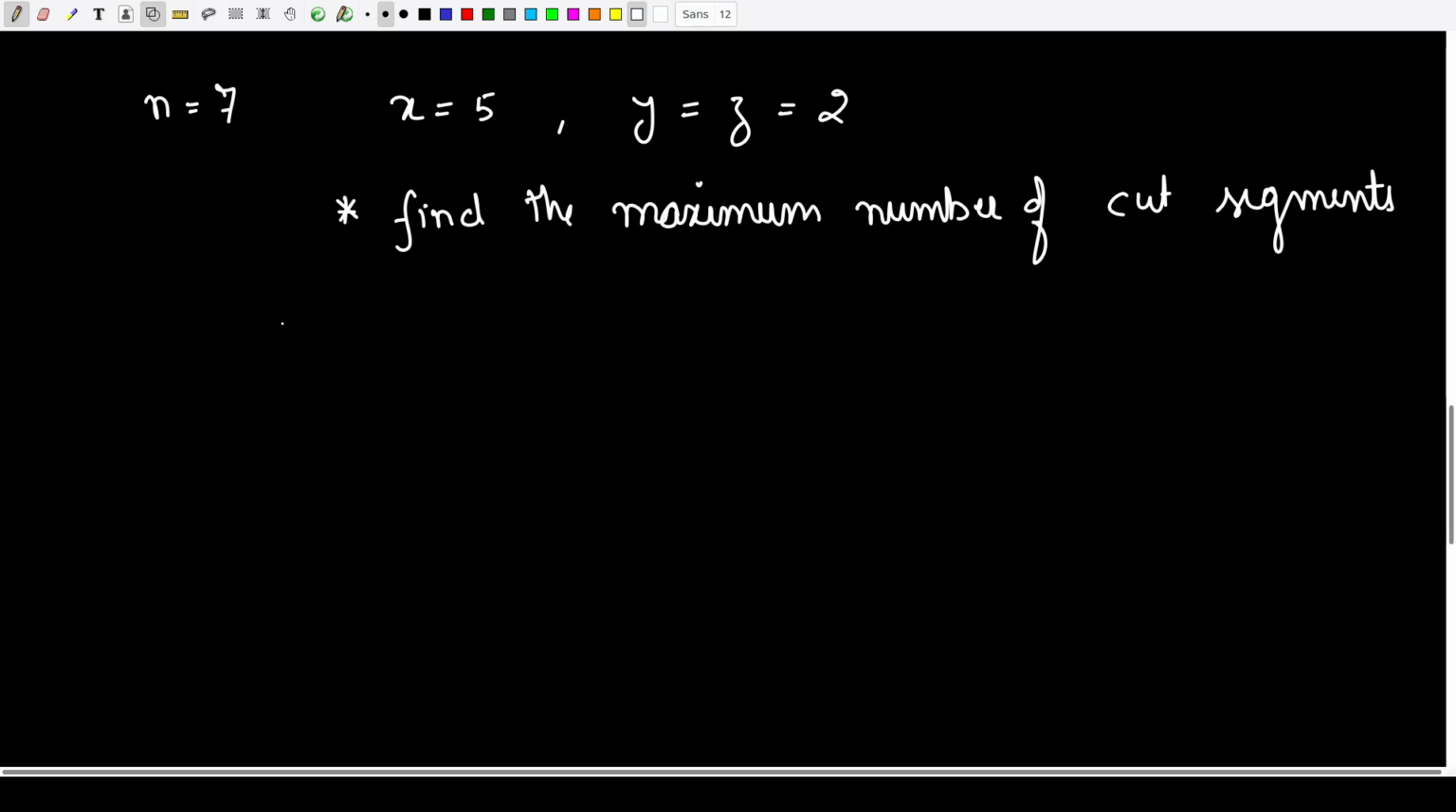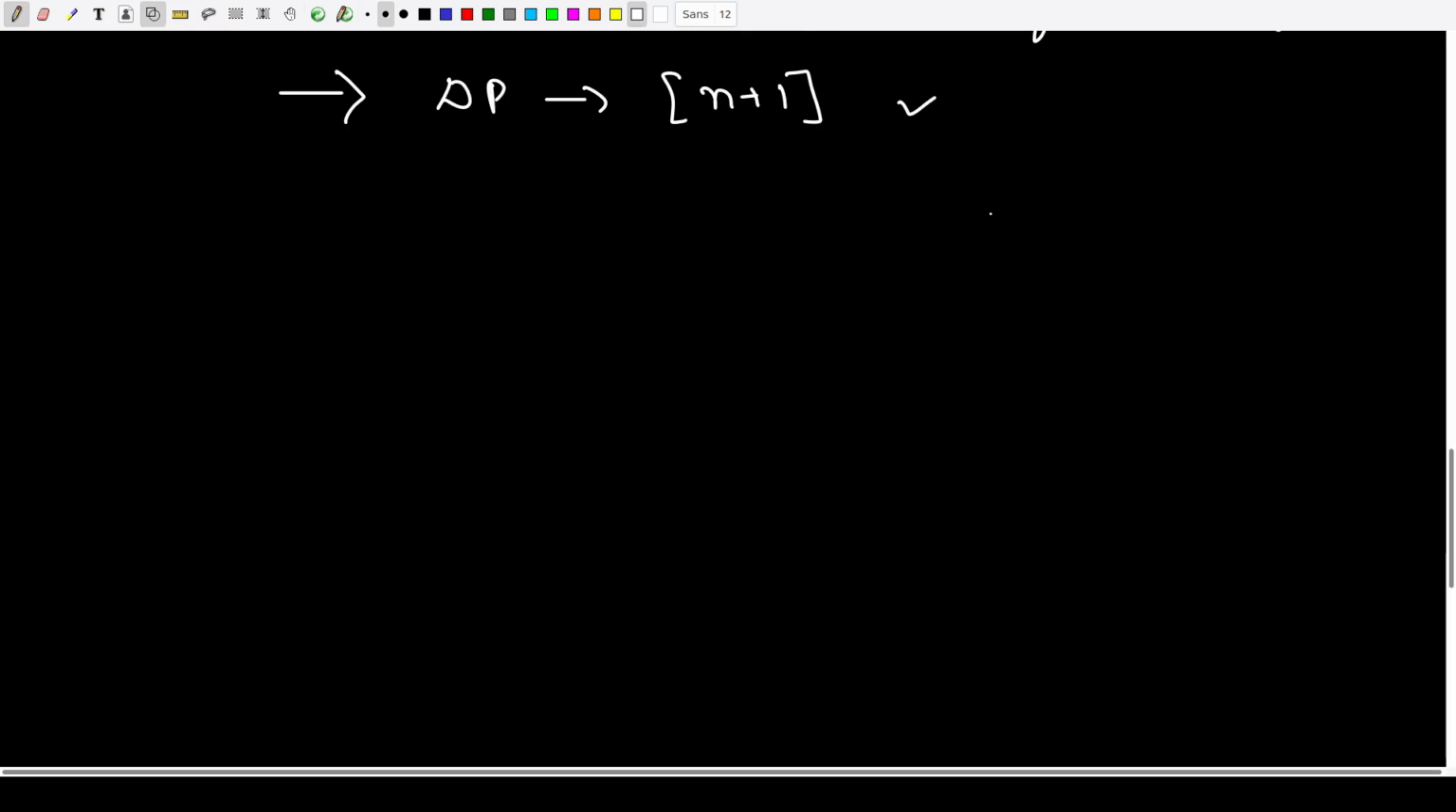Well, in order to solve this problem, we are going to use a DP table, and the size of this DP table will be n plus 1. Let us see how with the help of this DP table we will be able to find the maximum number of cut segments. Here we are going to follow a bottom-up approach, which means we are going to solve this problem for n equals 0, then for n equals 1, then for n equals 2, and similarly all the way till n equals 7, and we will get our answer. So let us see how we can solve this.